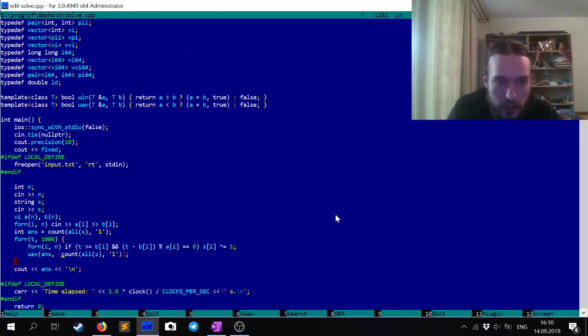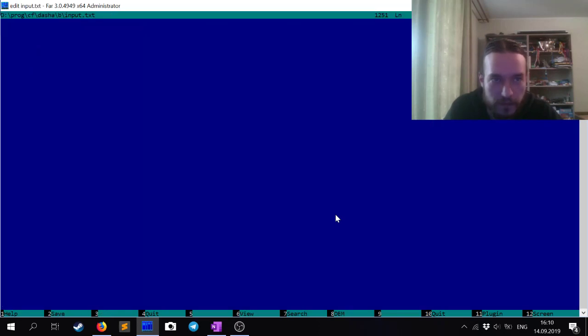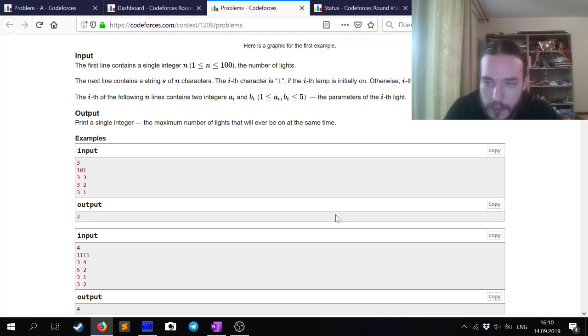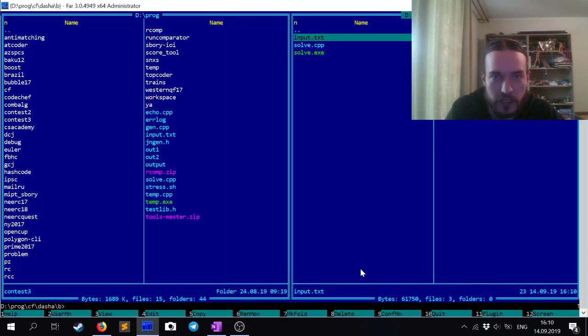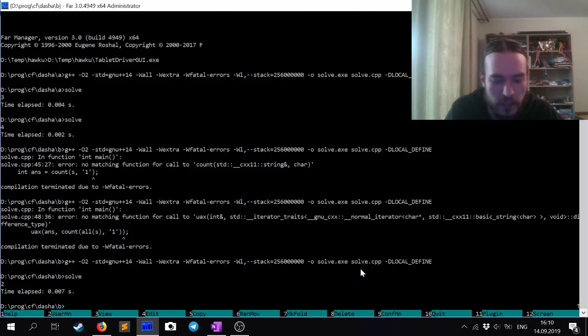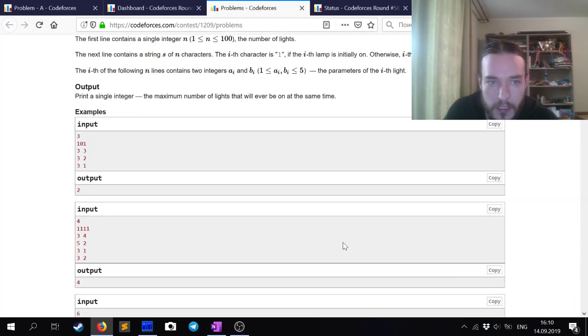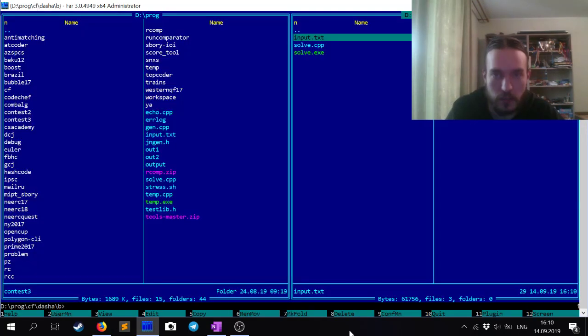Sure, it's unsigned. Whatever. So 2 is the answer here. 4 is somewhat an interesting case here. Do we have other cases? Okay, so 6 is the answer here.